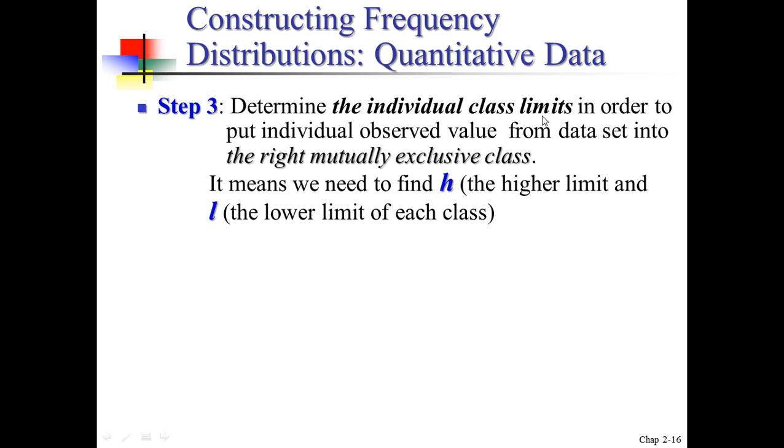So what is the class limit? Class limit is the limitation between the beginning and the ending of a class. When you end the first class, you start the beginning of the second class and its ending. Then when you end the second class, you start the beginning of the third class and its ending. That's why class limit is the gap between the beginning point and the ending point of each class. It means that we need to find H.